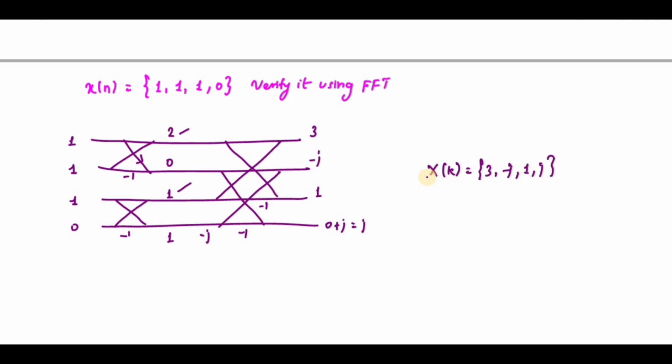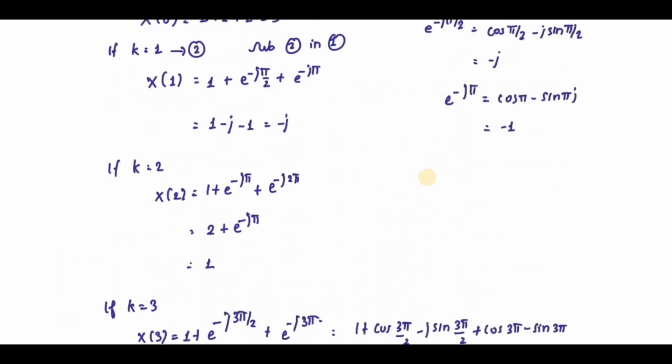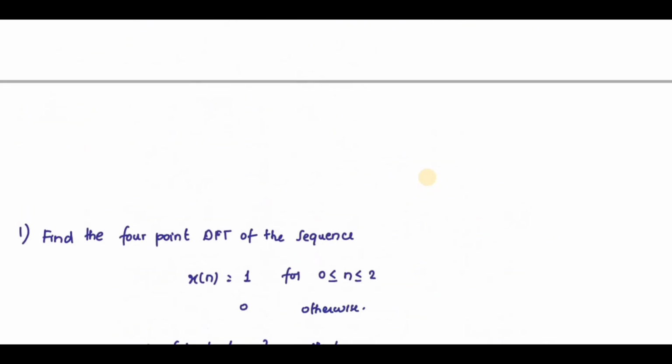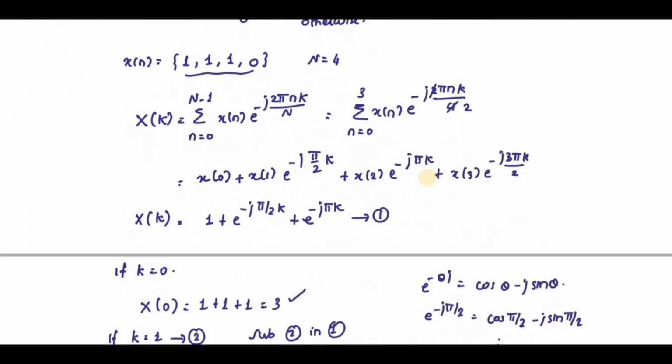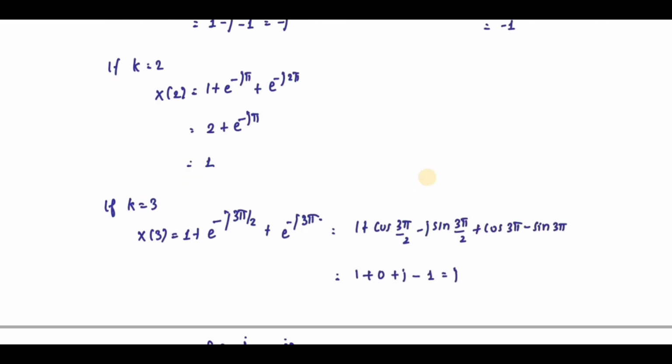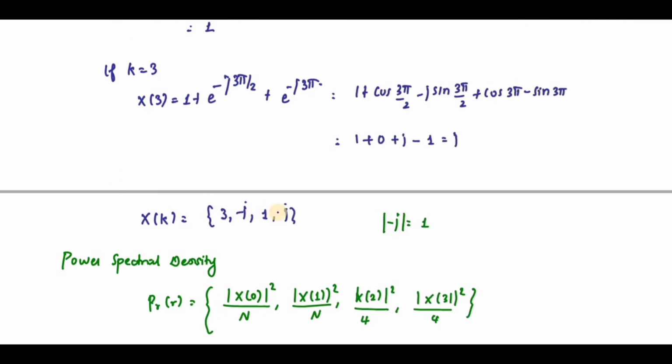So you can verify it here, right? What's my answer? 3, minus j, 1 and j.